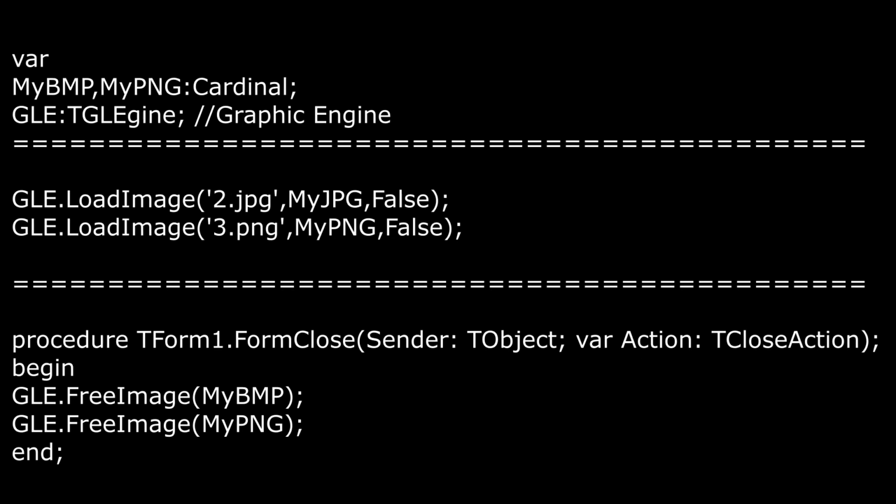When you exit your application or when variables and image references are no longer needed, you need to free up the memory that was allocated for working with them. This can be done using the free image method. The brackets indicate a cardinal type variable that stored a link to the image. The release of this memory is handled by the video card driver.